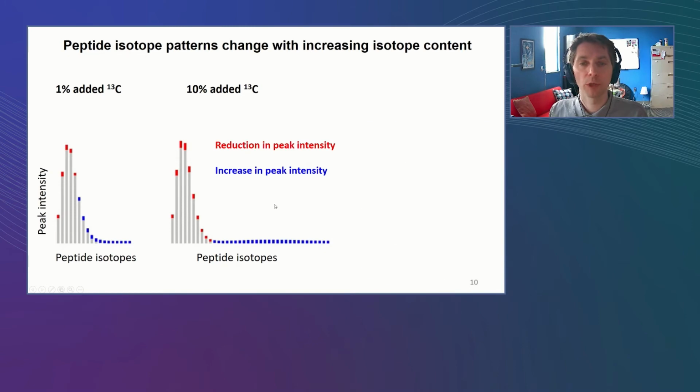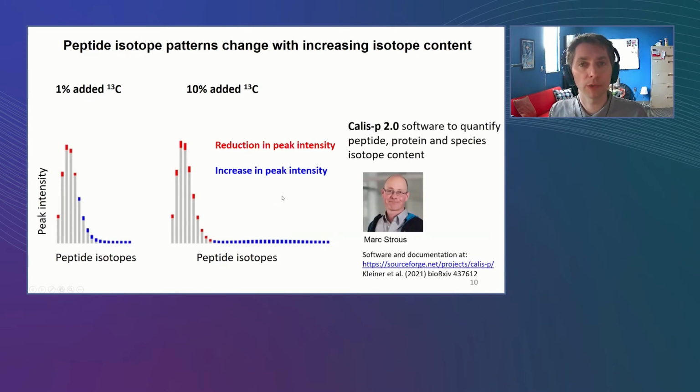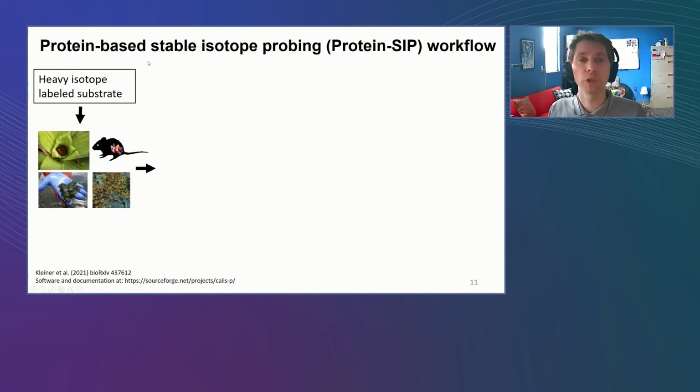And so what we did is we, together with our collaborator Mark Strauss at the University of Calgary, developed a tool which is called CALIST that allows us to very accurately measure the isotope content of peptides in our mass spectra. So we can use this tool to determine the isotope content of peptides, proteins, and ultimately also species. And so what can we use this for now, coming back to the limitations I spoke about in metaproteomics? So what we can do is so-called protein-based stable isotope probing, or in short, protein SIP.